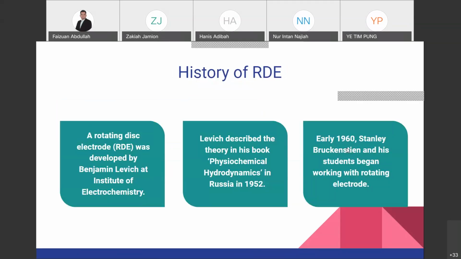Next, history of RDE. The rotating disk electrode was developed by Benjamin Levich at the Institute of Electrochemistry. Levich started the theory in his book, Physicochemical Hydrodynamics, in Russia in 1962. In the early 1960s, Stanley Bruckenstein and his students began working with rotating electrodes.